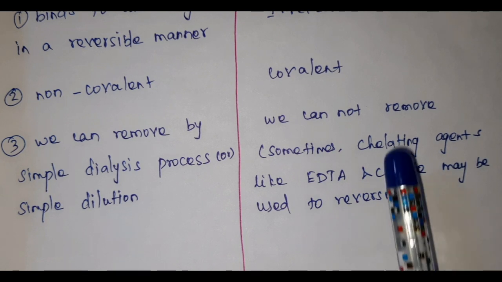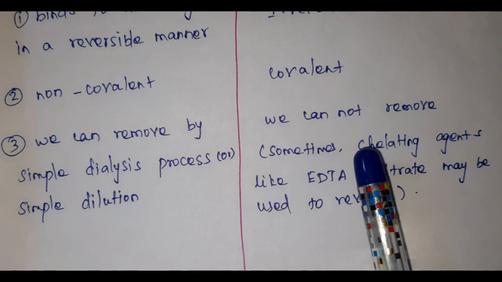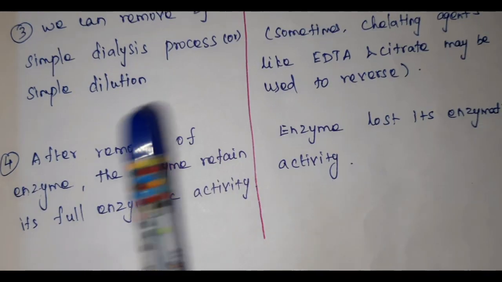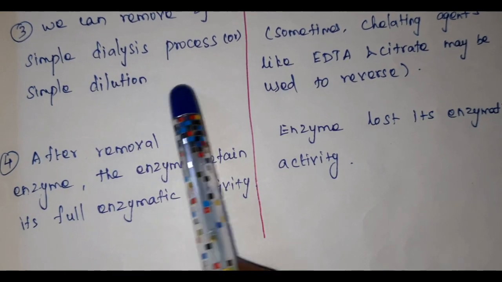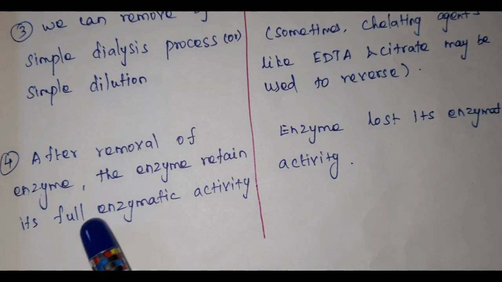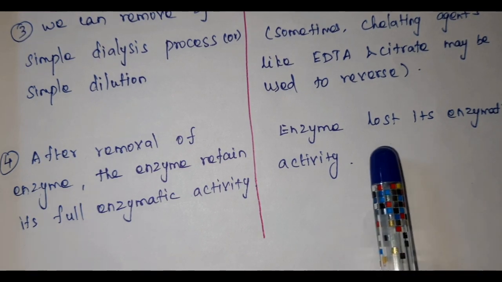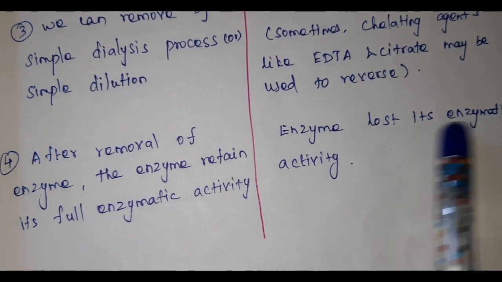Some examples of irreversible inhibitors are heavy metals like lead, mercury and cadmium. After removal of the inhibitor by the simple dilution process or dialysis process in a reversible inhibition reaction, the enzyme retains its full enzymatic activity. Whereas in an irreversible inhibition reaction, the enzyme loses its enzyme activity.